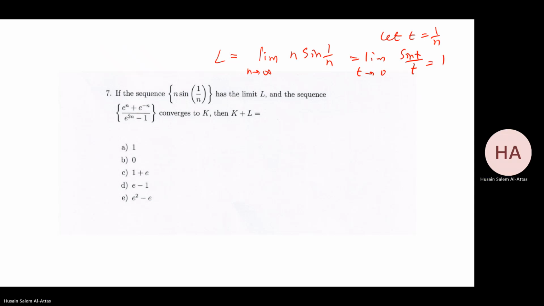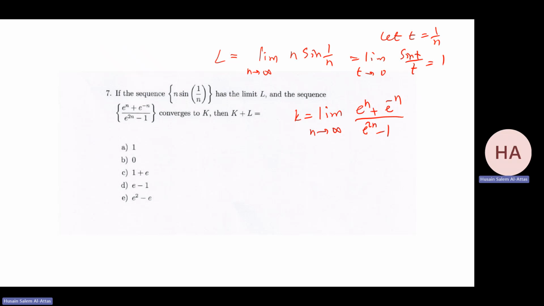This one, I have two problems. First, I need to do this, which he called L. So I have the limit as n goes to infinity of n sine 1 over n. I can let t equal 1 over n. So I have the limit as t goes to 0 of sine t over t, which is 1. This is L. Now for the other one, for k, it will be the limit as n goes to infinity of this. I need to deal with this one.